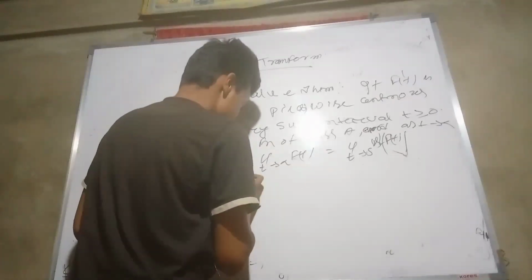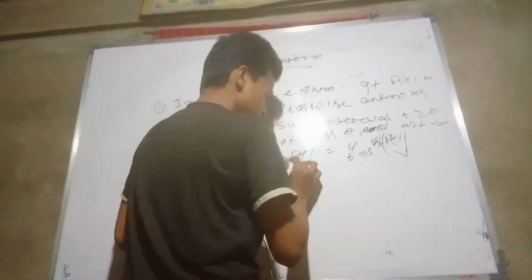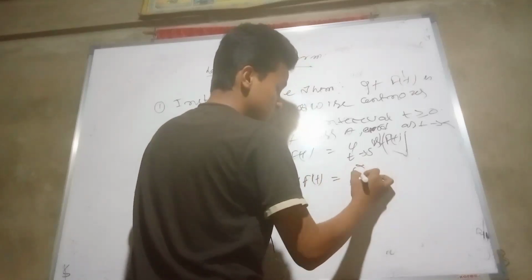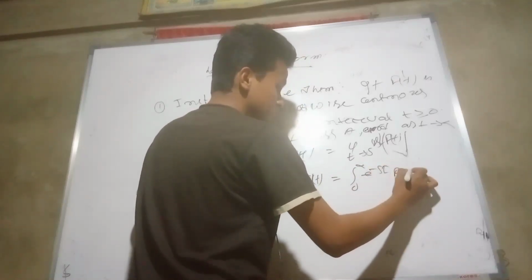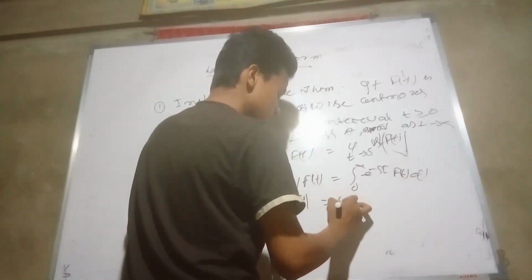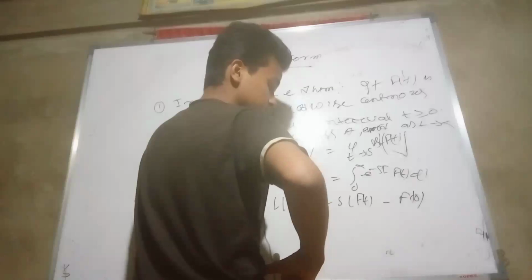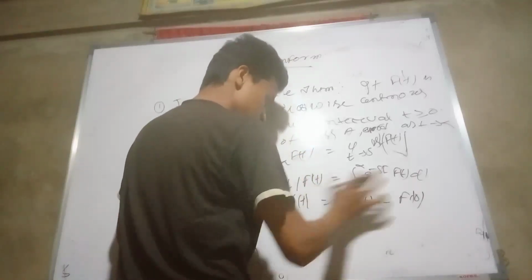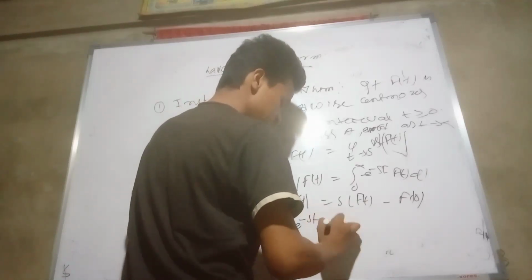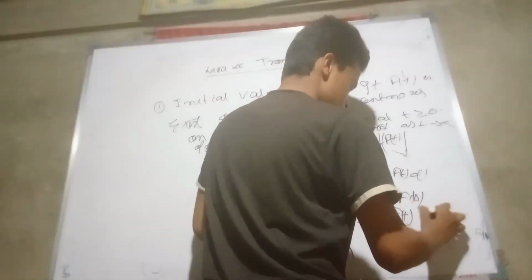So, proof. Here we have a proof. We know that the Laplace transform of f'(t) is equal to the integral from 0 to infinity of e^(-st) f'(t) dt. Since the Laplace transform of f'(t) is s times the Laplace transform of f(t) minus f(0). So now putting this value here, we get the integral from 0 to infinity of e^(-st) f'(t) dt equal to s L{f(t)} minus f(0).